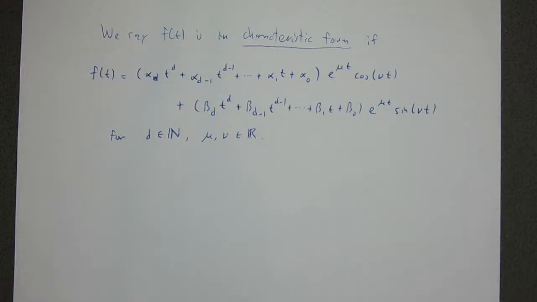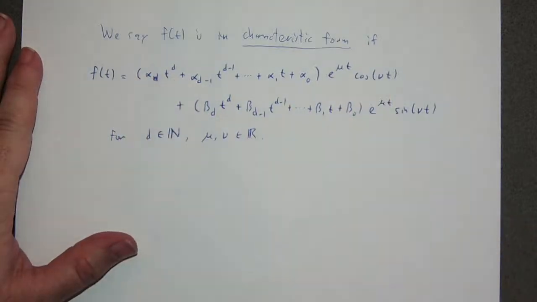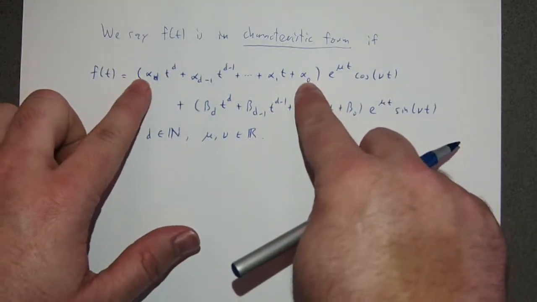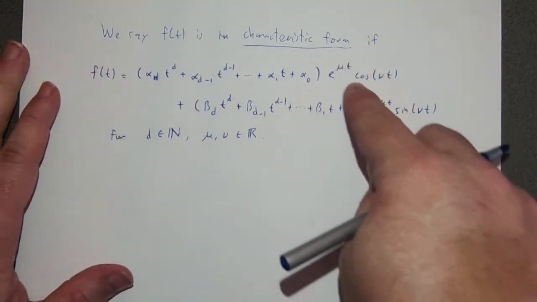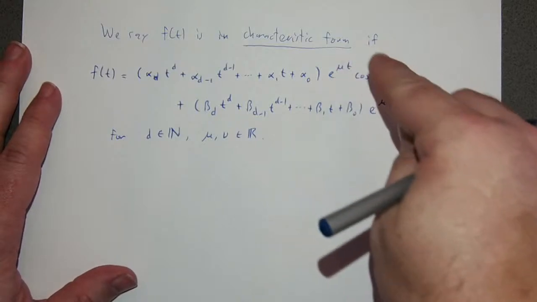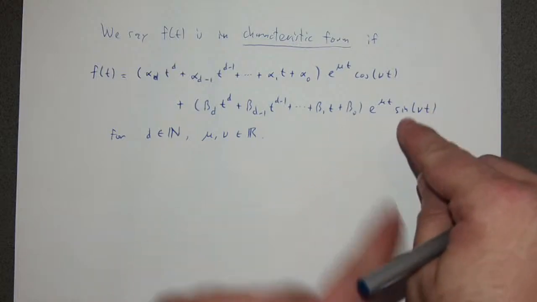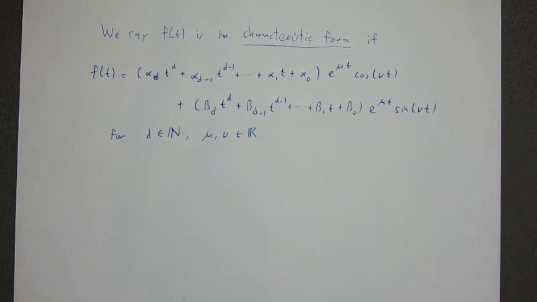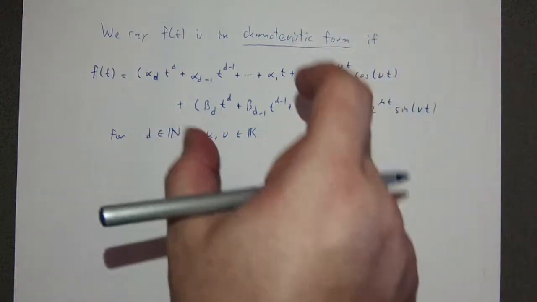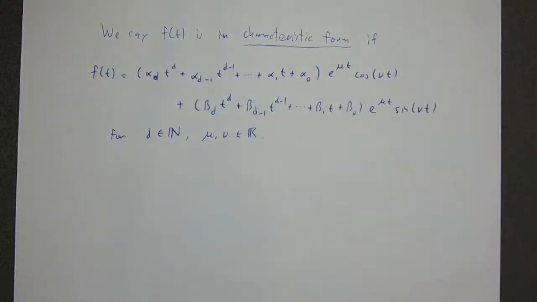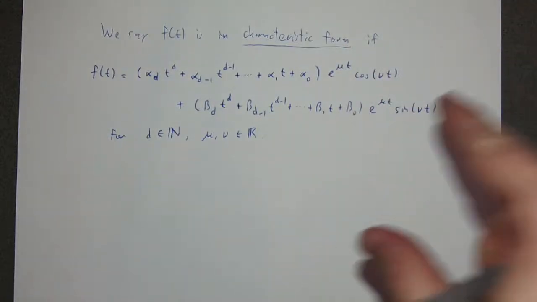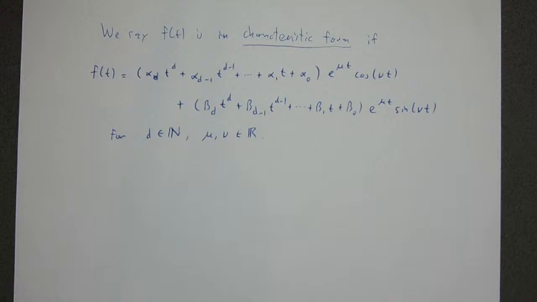So before I go on and label some things here, I want to draw your attention to a couple of things. One, what is this first term? It's a polynomial times e to the mu t times cosine of nu t. The second term is a polynomial times e to the mu t sine of nu t. So really this is polynomial times exponential times cosine plus polynomial times exponential times sine. Okay.